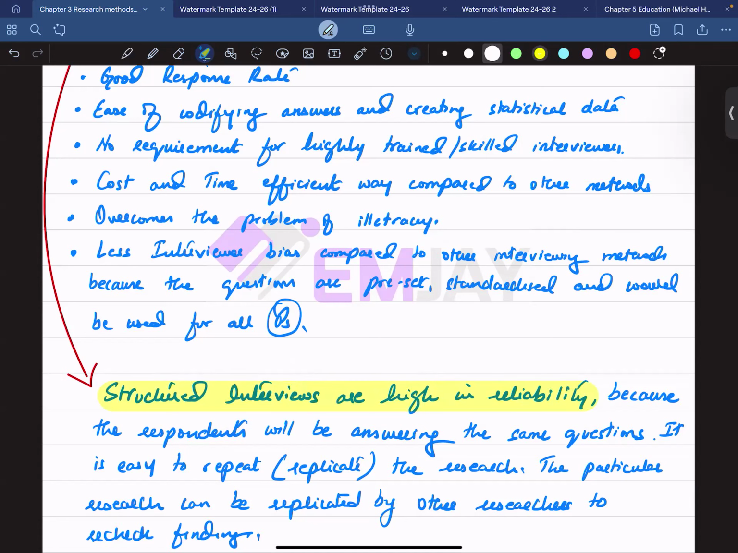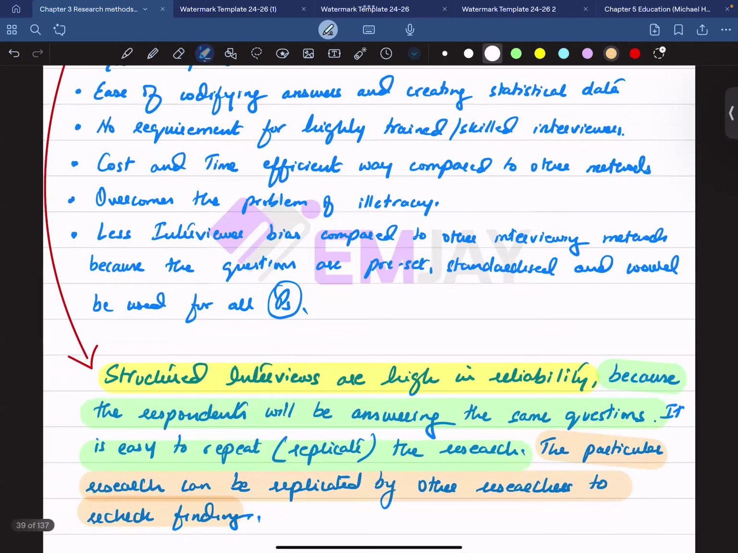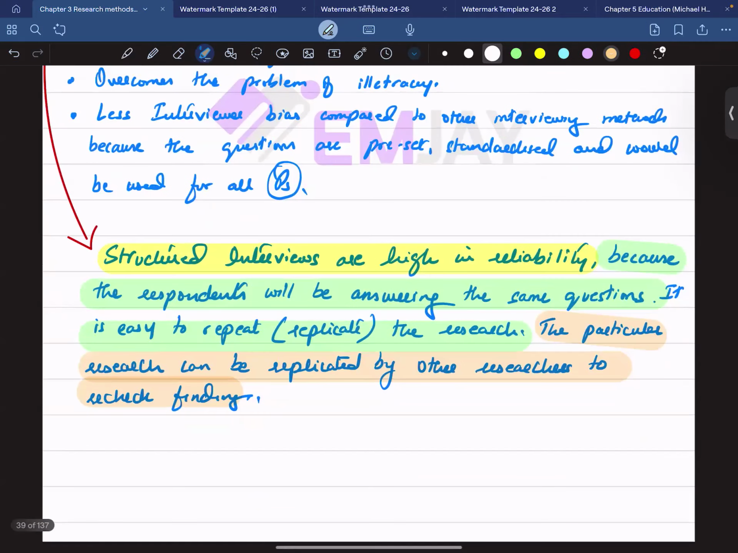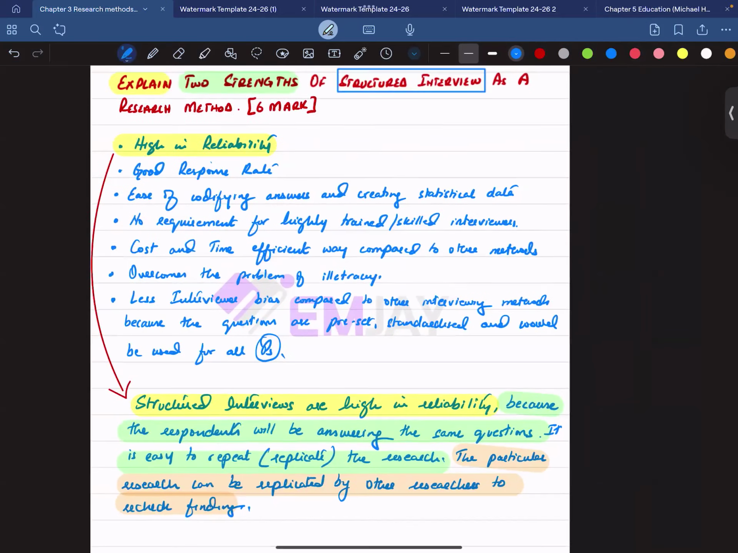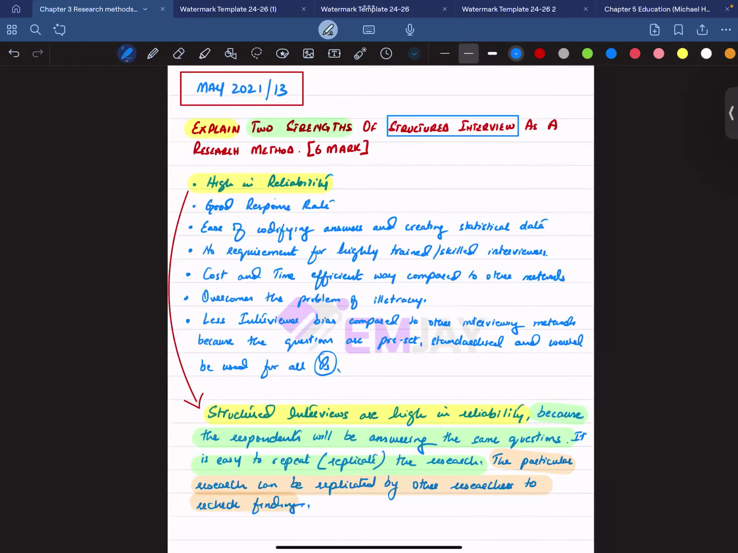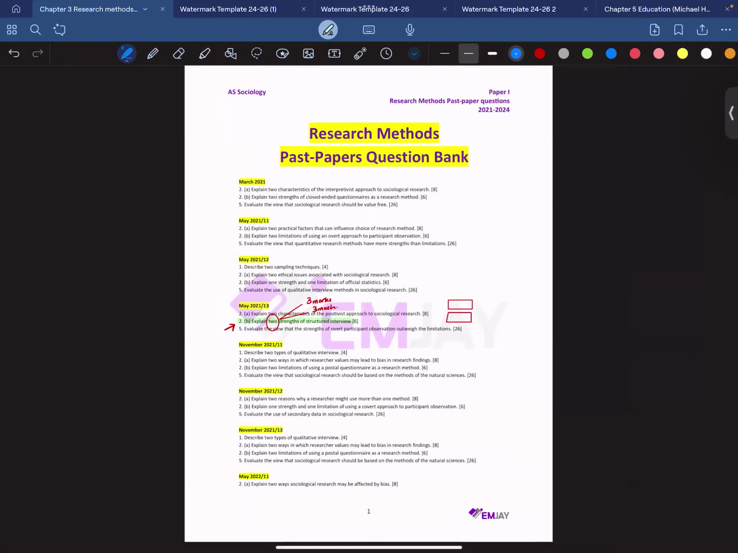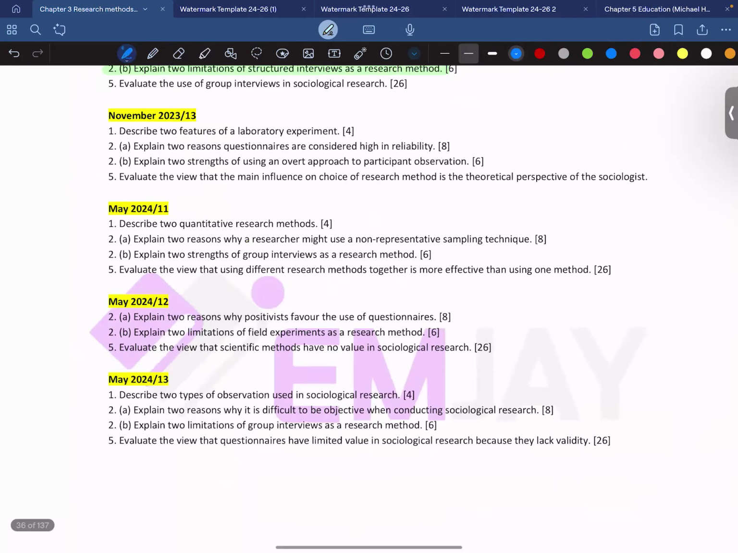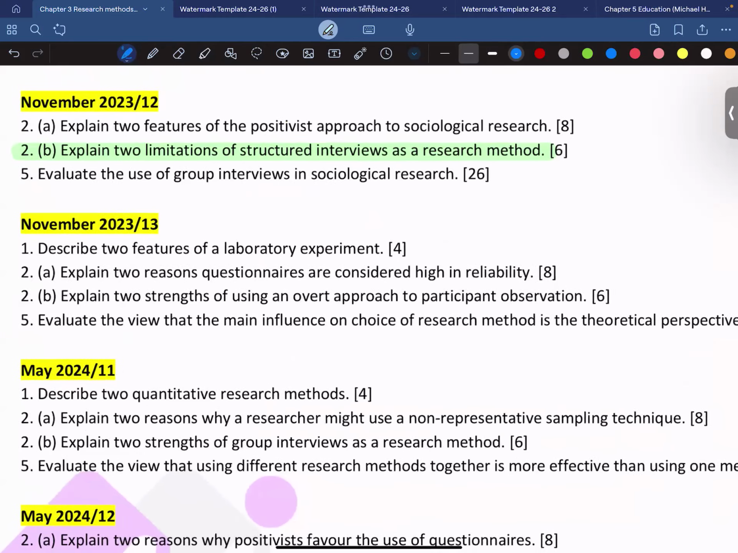This is the first mark. This is how you get the second mark. This is the third mark. So this is how you could ensure that you're not losing any mark. And this is just one strength that I have elaborated on. You could answer the other question that had to do with limitations. That is, explain two limitations of structured interviews as a research method as well on your own.